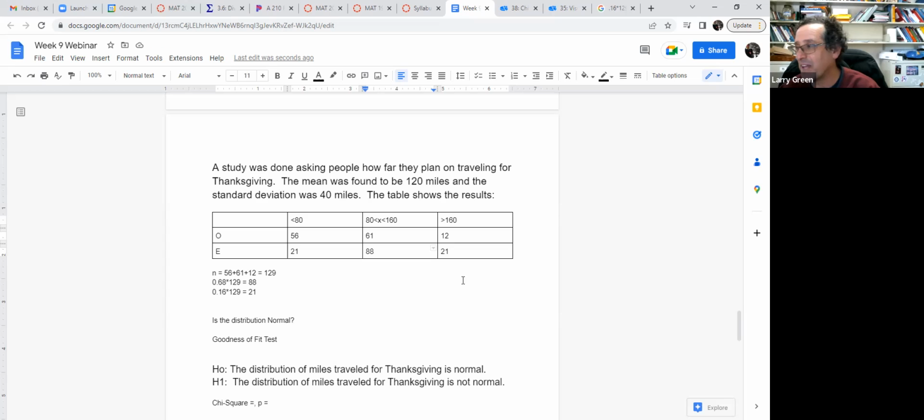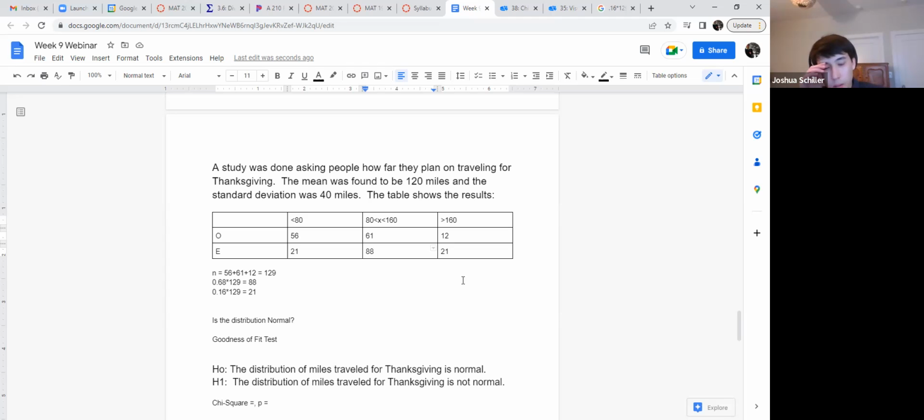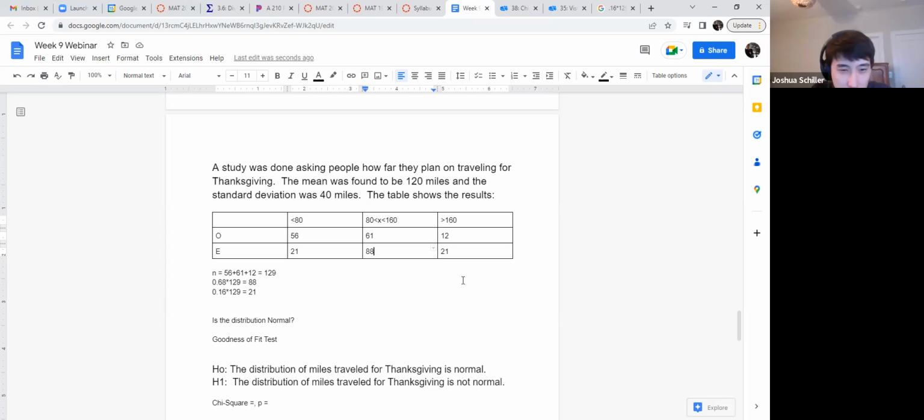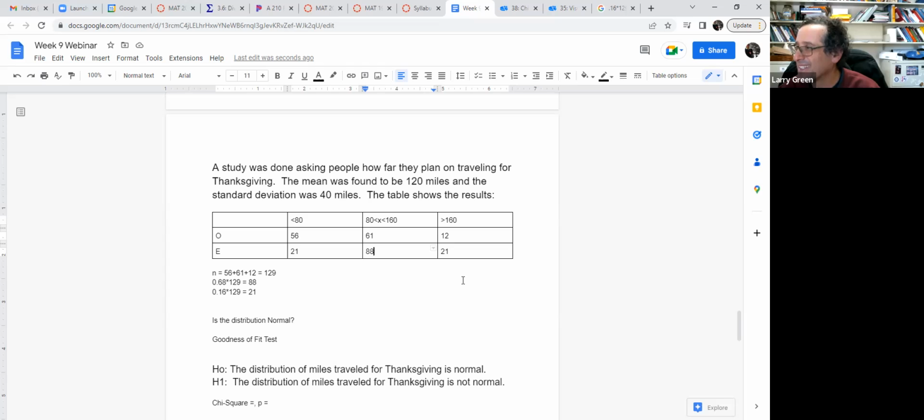The observed was just data collected, by the way. I do know that you can't really have half of a person or a fraction of a person, but since they sum to 1 less or 1 more than the sample size, that's called round off error and it happens.